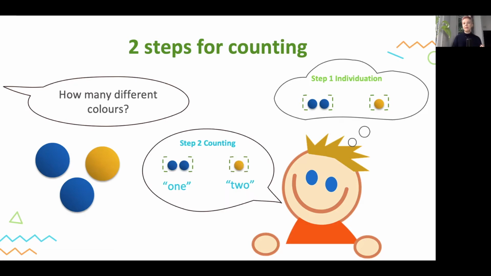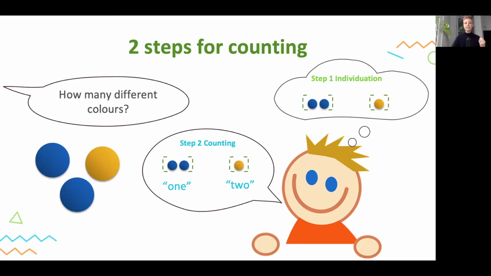The second step is the actual counting step. Here, children need to take the units they individuated and assign numbers to them. Counting follows a one-to-one correspondence. Each unit should correspond to one number when counting.